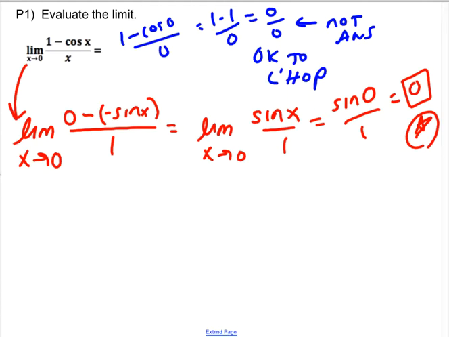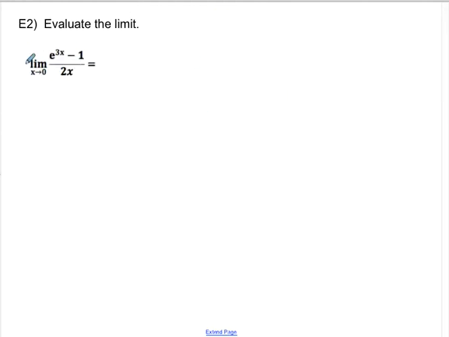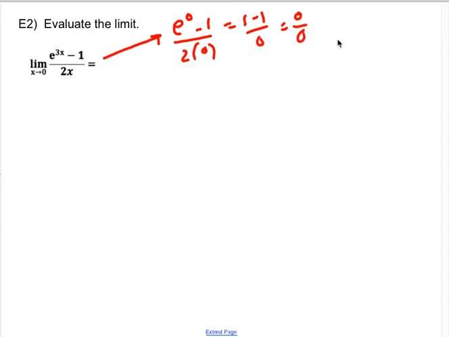All right, so let's do the limit as x approaches 0 of e to the 3x minus 1 all over 2x. So the first thing I do is I plug in. So that's going to be e to the 0 minus 1 over 2 times 0. That's definitely 1 minus 1 over 0, which is 0 over 0. So that's not the answer, but it tells me I'm okay to do L'Hopital's.